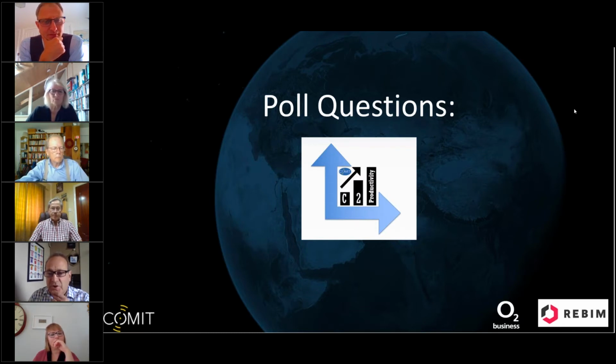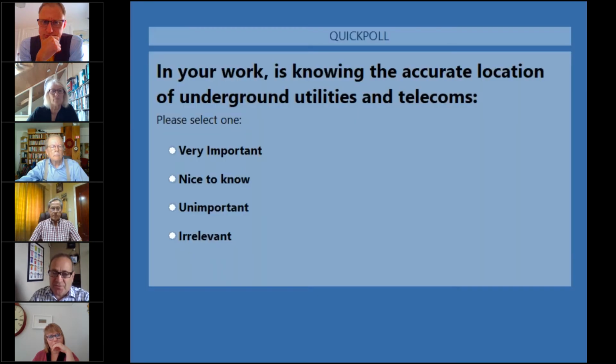So the next question I've got here is: in your work, is knowing the accurate location of underground utilities and telecoms important? There are 4 multi-choice options: very important, important, nice to know, unimportant or irrelevant. That should have launched now. Thanks to Jeff for helping develop these questions, by the way. I'm really pleased about the way this poll's going.